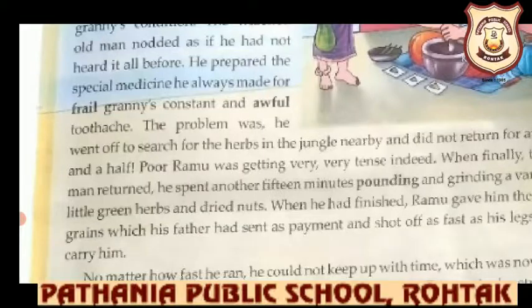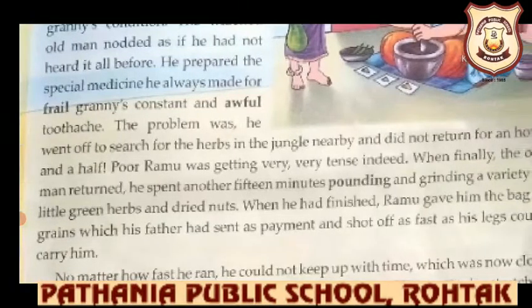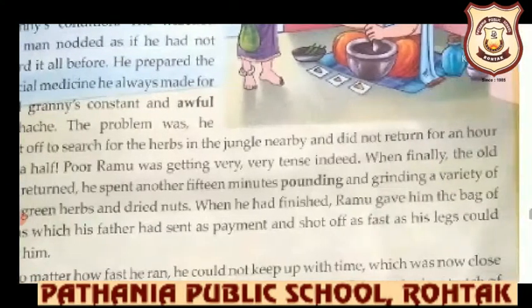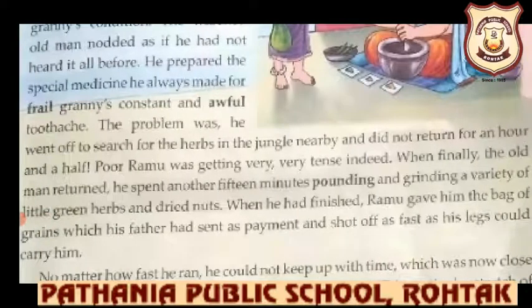The problem was he went off to search for the herbs in the jungle nearby and did not return for an hour and a half. So what happens? The medicine which the Vaidya has to prepare, he is preparing it with some herbs. Herbs are small little plants that have medicinal value. So he is going to get those herbs, and after getting those herbs, what does he have to do? He has to grind them. He has to make medicine out of it. So what is he doing? He takes a lot of time in this entire process.